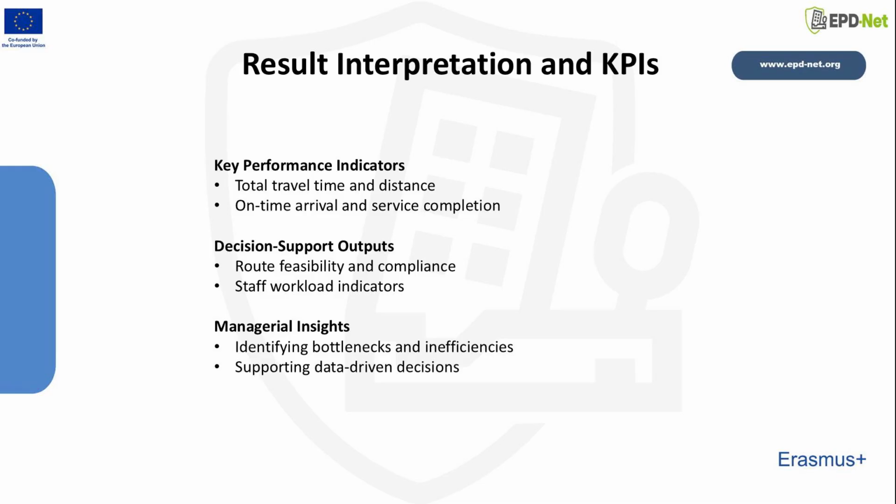Interpreting optimization results requires a focus on key performance indicators that reflect operational performance. Common indicators include total travel time, total travel distance, and on-time arrival or service completion rates. These metrics help evaluate the effectiveness of routing solutions.